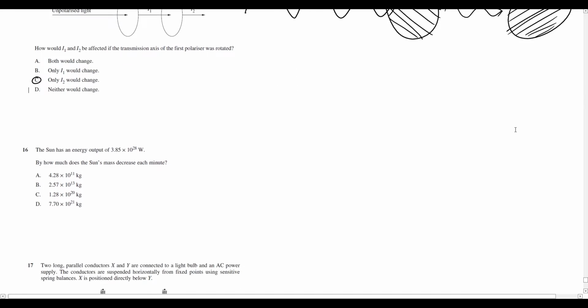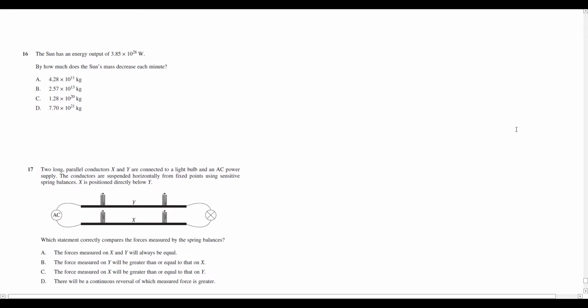Okay, so question 16. The sun has an energy output of 3.85 times 10 to the 28 watts. By how much does the sun's mass decrease every minute? Okay, so what we need to use here is the energy-mass equivalence, E equals mc squared. So we know energy is going to be 3.85 times 10 to the 28. So watts is joules per second, so what we need to do is multiply that number by 60 to show it for each minute.